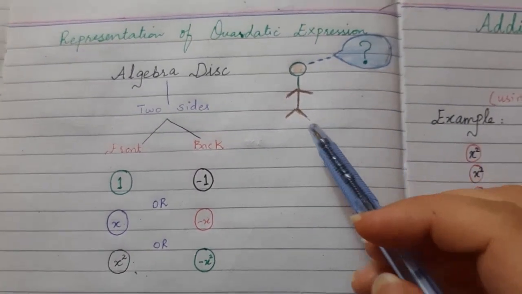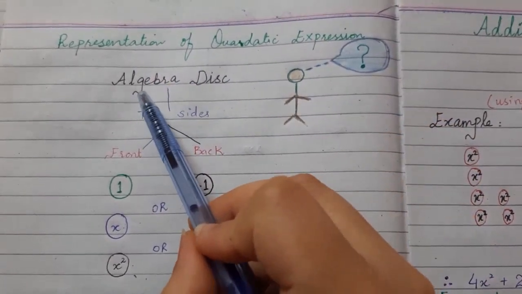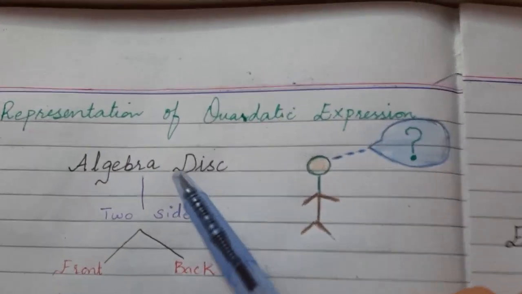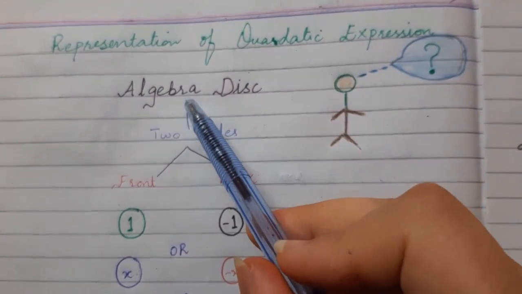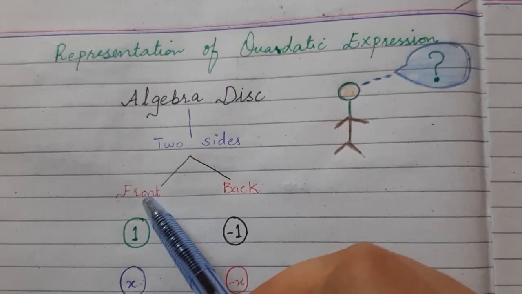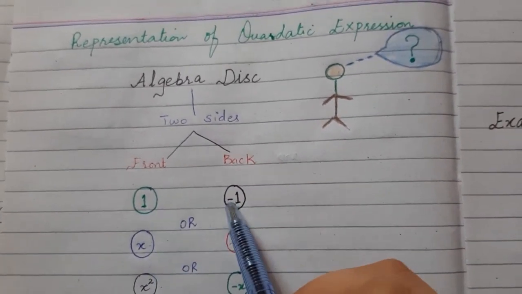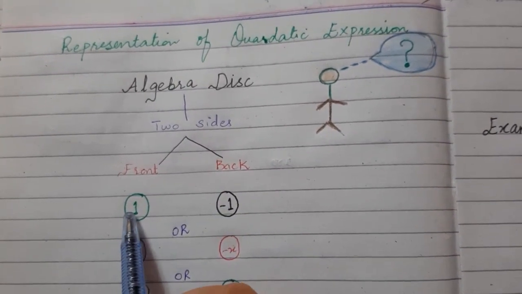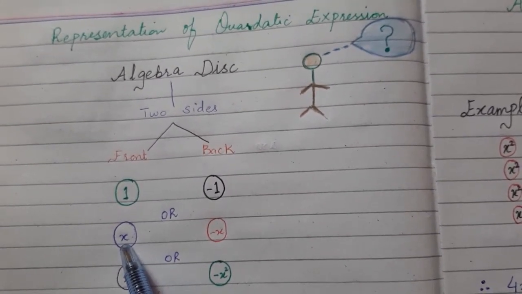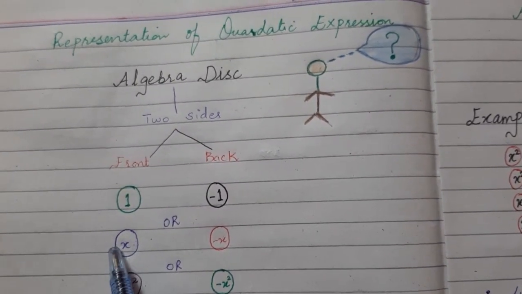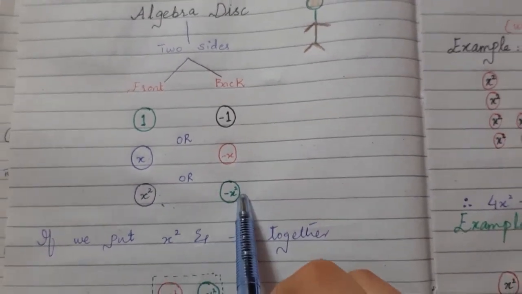We are going to learn how we can represent a quadratic expression using the algebra disk. So our first question is, what is an algebra disk? An algebra disk basically has two sides, the front and the back. For example, if the front side is 1, then its back side will be -1. It means one side is positive and the other is negative. With variables, one side is x and the other side is negative x.